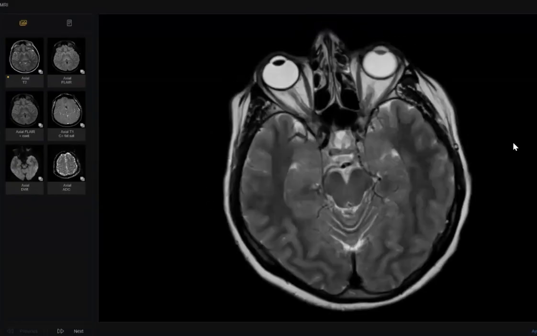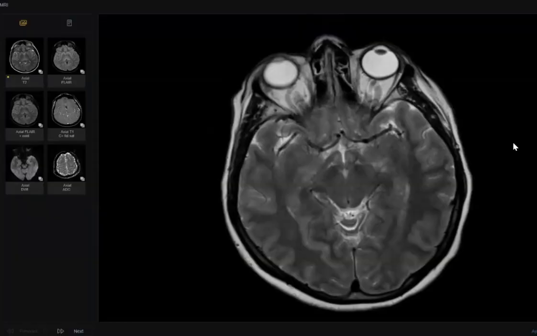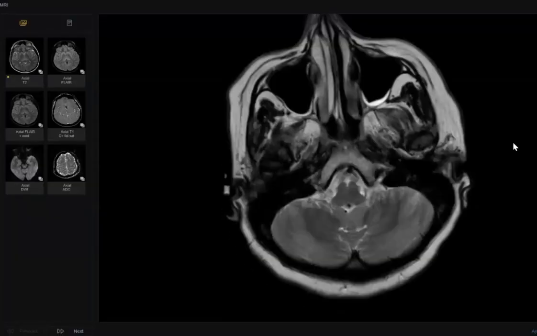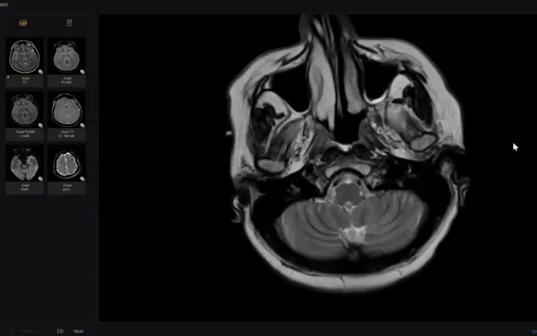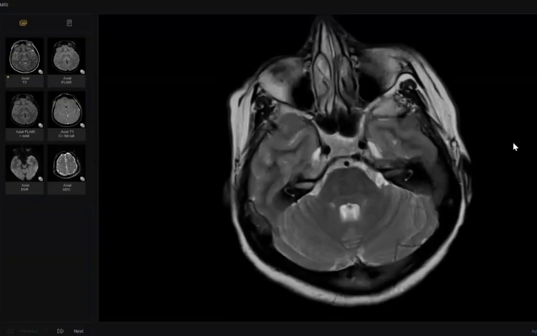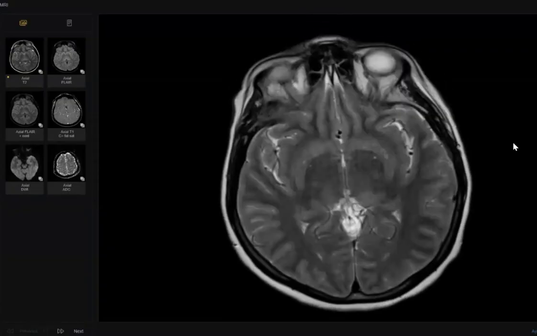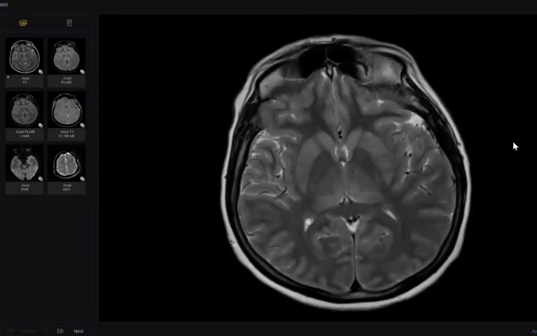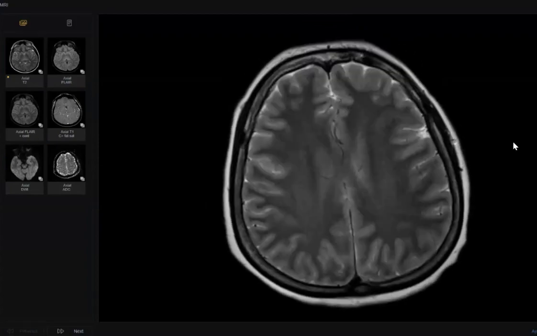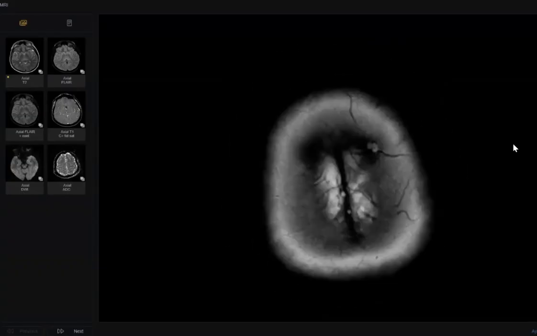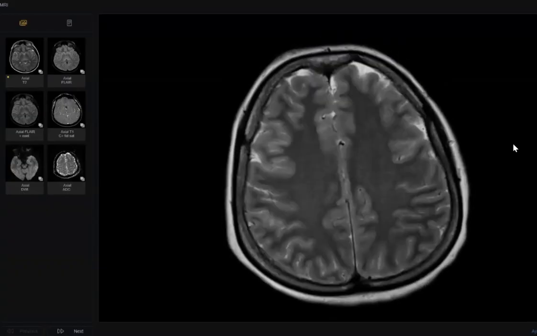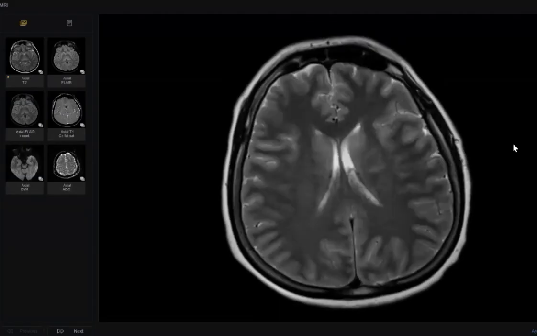I can't see any abnormal area in the brain parenchyma, cerebellum, occipital lobes, and the rest of the supratentorial brain. There is also no extraaxial collection. I would like to check the vessels.